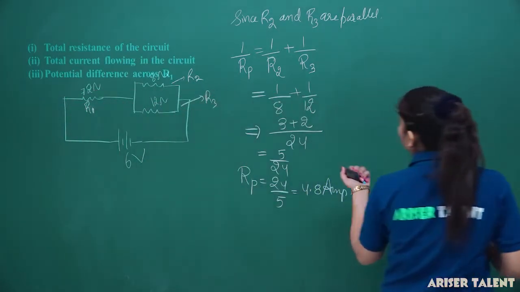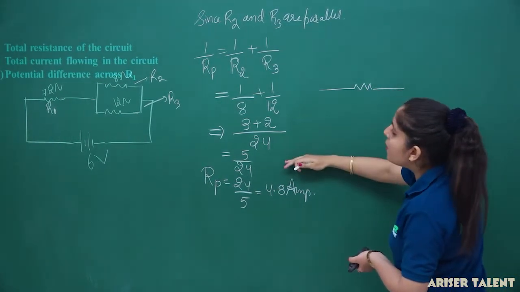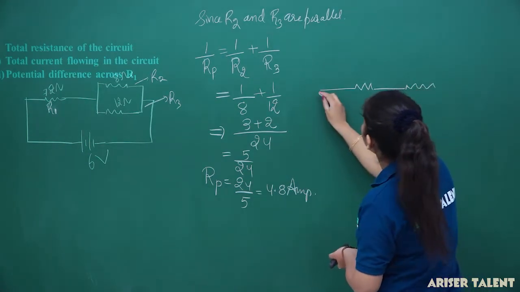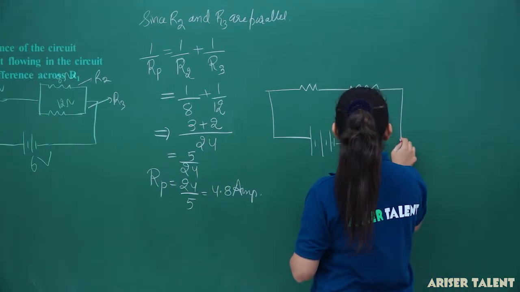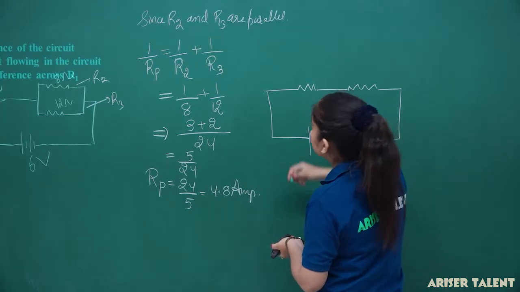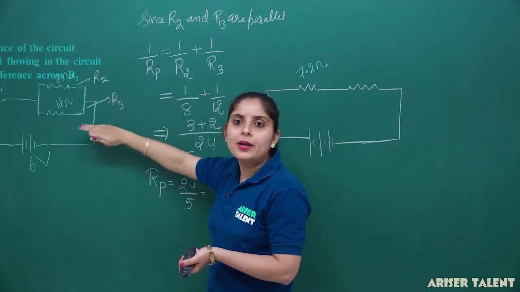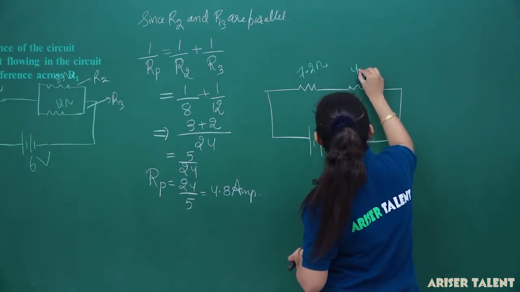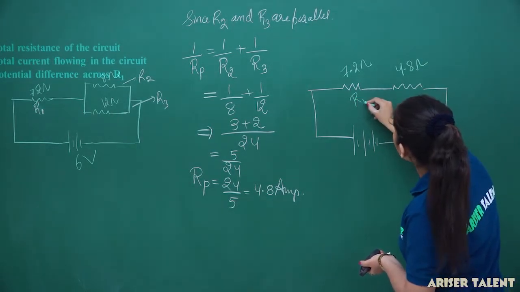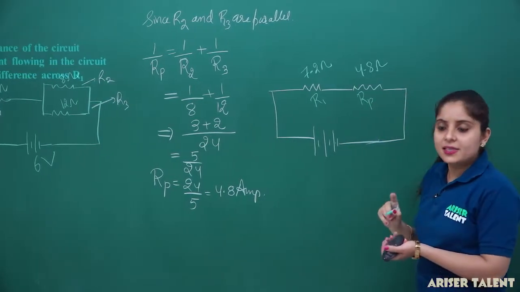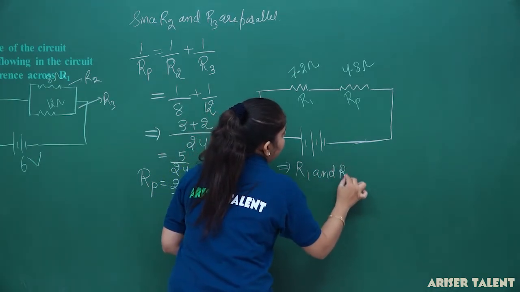Now, if I am going to draw that circuit again, what I will get here is this resistance R1, and we have found the combination of the parallel circuit here. So, this is the battery, and these are the two resistances simply connected here. So, you can see here, this is 7.2 ohm, and this combination of R2 and R3 is giving the resistance of 4.8 ohm. Now, this R1 and Rp are connected in series. R1 and Rp are in series.